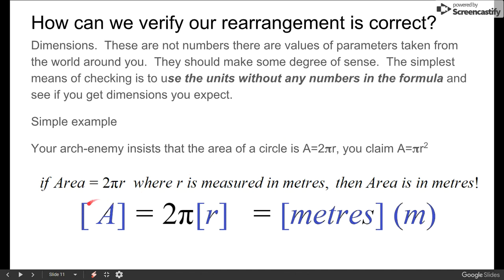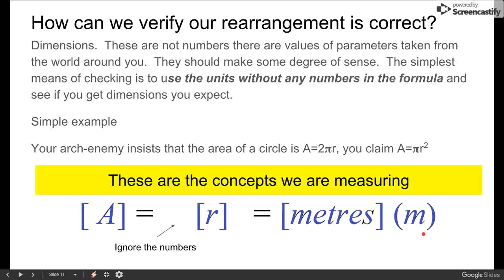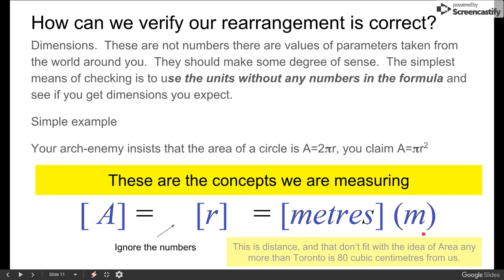And you point out, when you look at not the numbers, get the numbers out of there, the units, the square bracket means what is r being measured in? And the answer is it's measured in meters. So you have an equation that's measuring area in meters. That is not correct when we measure these concepts. This would be like saying I calculated the distance to Toronto and I got 80 cubic centimeters. The number, you don't know if it's right or wrong, but the concept is completely erroneous.